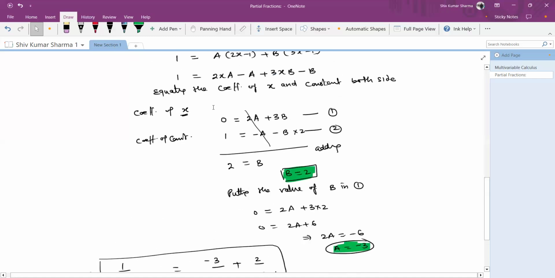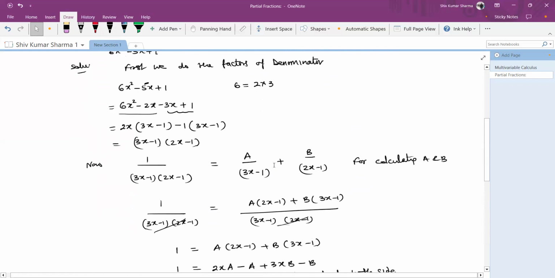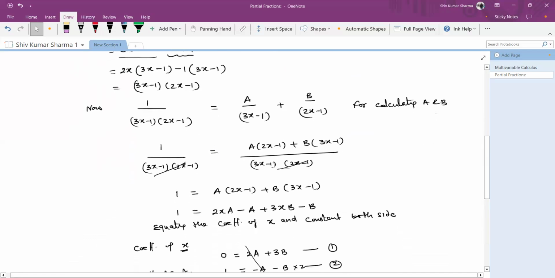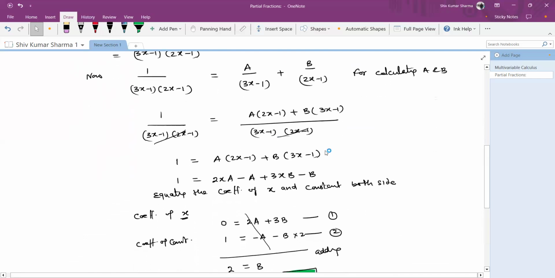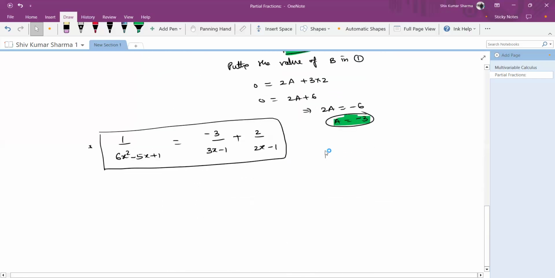But we also have other methods. That means we can use limits, on the basis of the factors, so we can directly solve the problem. That means when the first factor is 3x minus 1, 3x minus 1 is equal to 0, so we get x equal to 1 by 3. So put x equal to 1 by 3 and calculate the value of the second factor. So this is the first case.